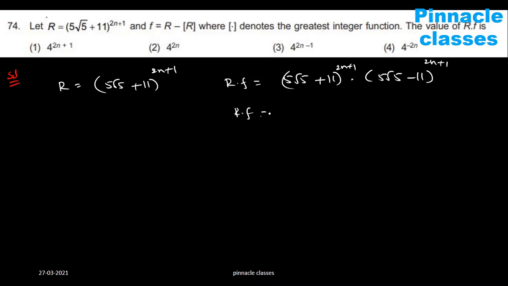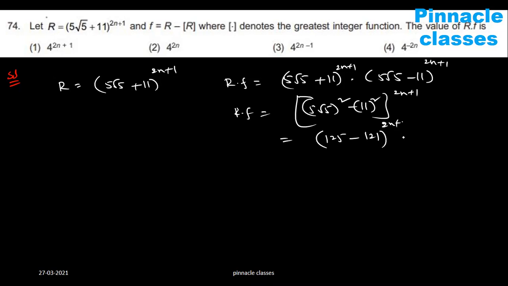R into F: simplify, (A plus B) into (A minus B). (5 root 5) whole square minus 11 square, whole power 2n plus 1. That is 125 minus 121. So the answer is 4 power 2n plus 1. This is the case.